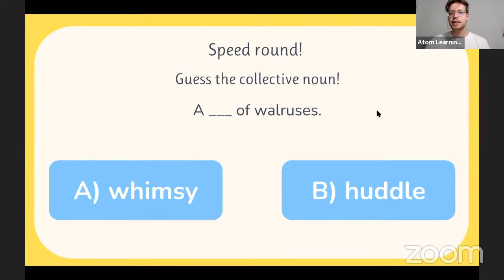Oh, we have a split in the poll. I'm just going to give you 5 more seconds on this one because it might just be something that you have to guess. Okay, last votes in. Don't worry if you don't have time. How did we do? The majority of us went for answer option B, but this was pretty close. We had 64 for huddle and 51 for whimsy. A whimsy of walruses or a huddle of walruses?